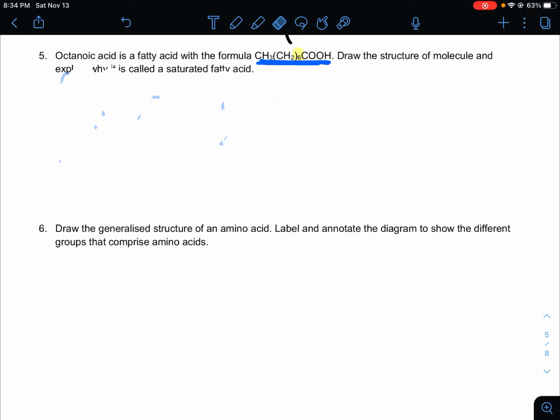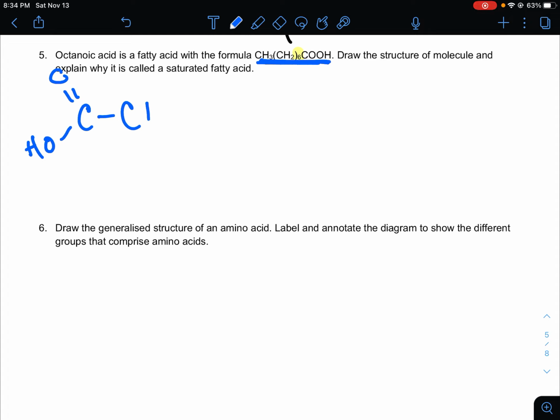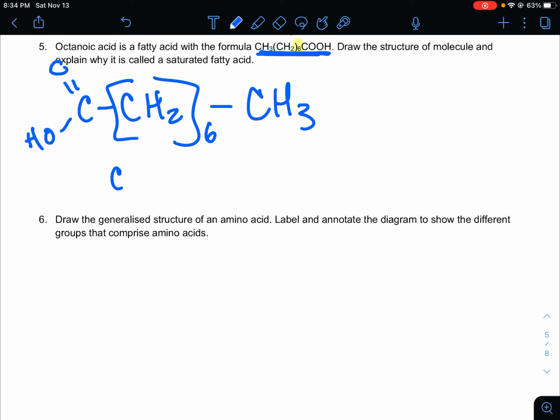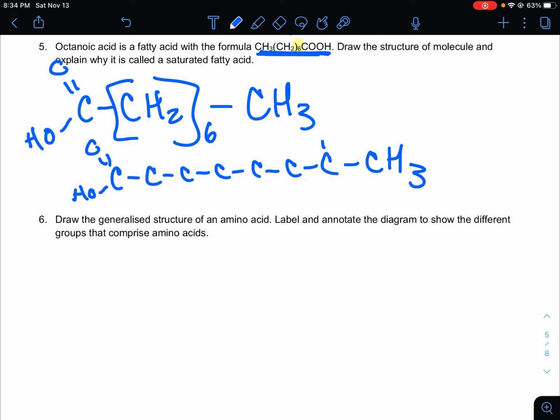So I would be happy if you drew it like this with your hydroxyl group there, or your carboxyl I mean, and then you have your CH2, but if you drew it like that with the 6 there and then CH3, that's okay. Or if you wanted to draw it all the way out, we have 1, 2, 3, 4, 5, 6, and then your CH3, and then just draw all the H's.